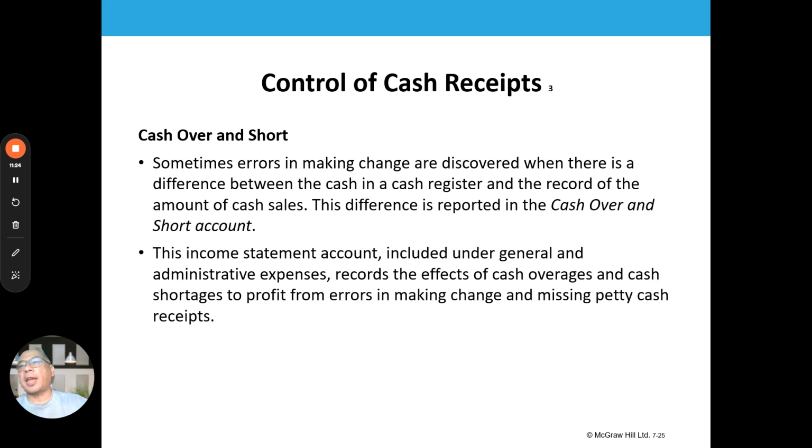Control of cash receipts, there is cash over and short. Sometimes there's an error, and the differences must be reported as a cash over and short account. For example, when I was a manager at a Godiva chocolate store, my sales clerk or my cashier always registered. We always reconcile the day. If there's a cash over or cash short, we always write down how much short, how much over. Okay, that's the most important thing that we have to do in terms of controlling the cash. Income statement accounts include the general administrative expense, and when errors, making changes, making petty cash receipts.